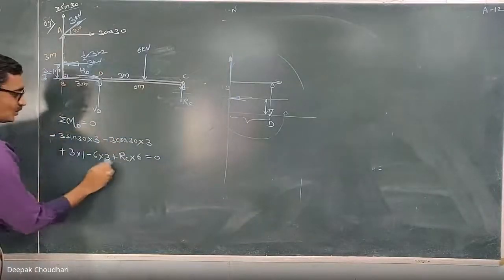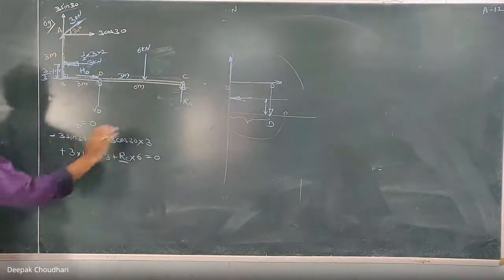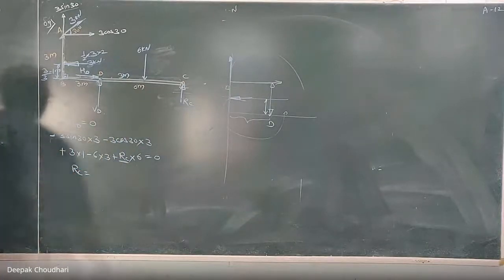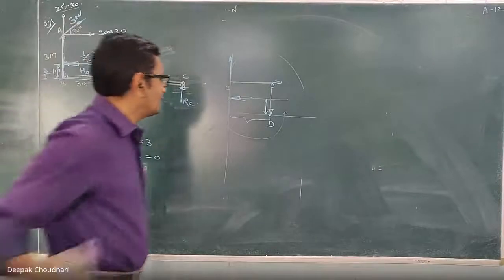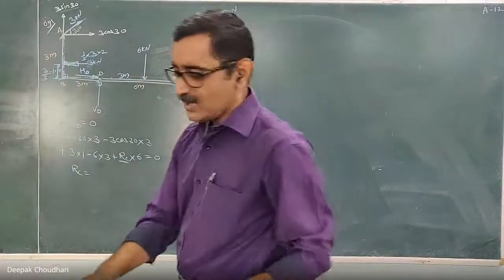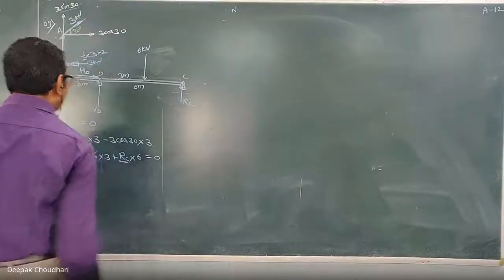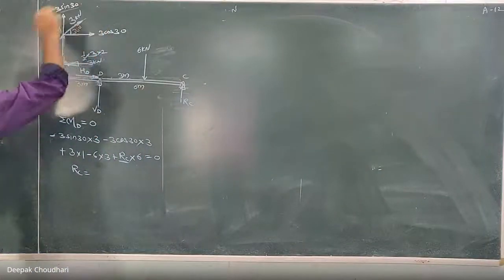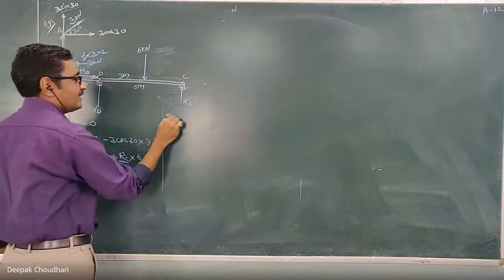Now, in this equation, only one unknown is there, that is RC. Simplify, you will get RC. Then use the other two conditions of equilibrium, you will get HD and VD and finish. Okay. The sum is simple, not that difficult. The only new concept is this: when the string is passing over the pulley, what to do?